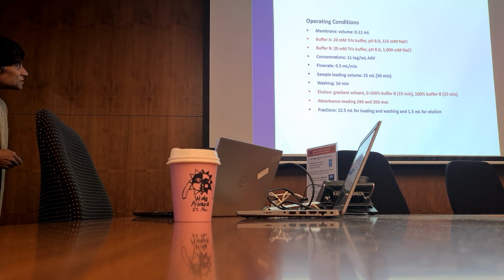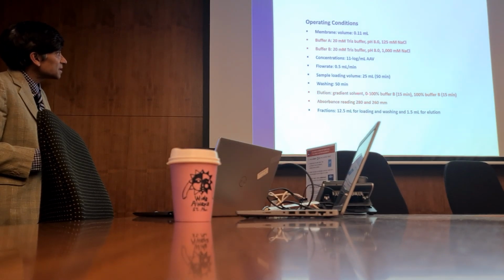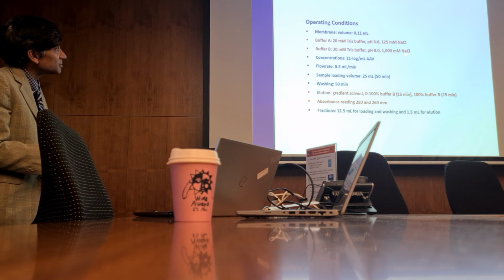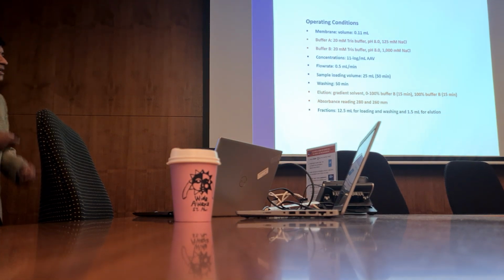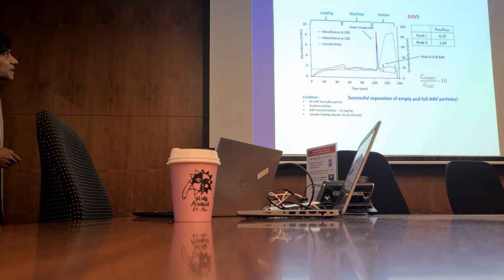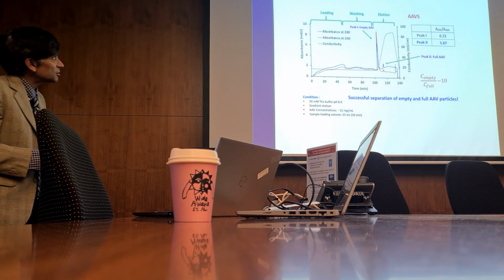So we did some experiments. These are buffer conditions and so forth. We're going to use a gradient elution, going from no salt, basically 0 to 100% buffer B. Buffer B contains 1000 millimolar sodium chloride. Buffer A contains only 125 millimolar. So we're eluting with an increasing salt gradient. Here's an example of one of the ligands that we produced and attached to the membrane.